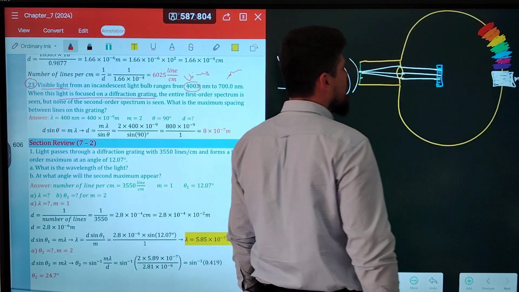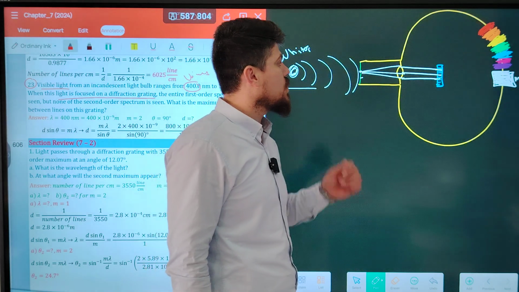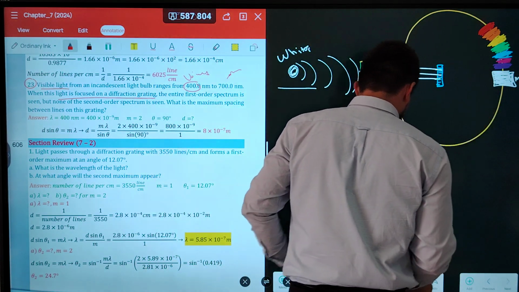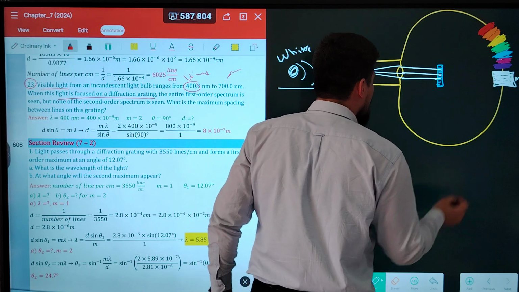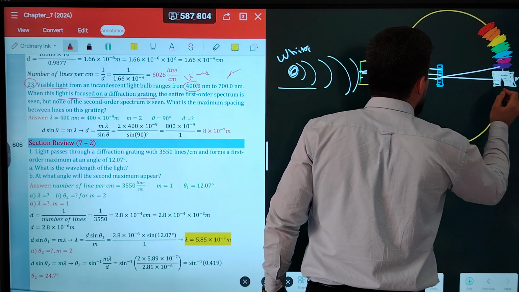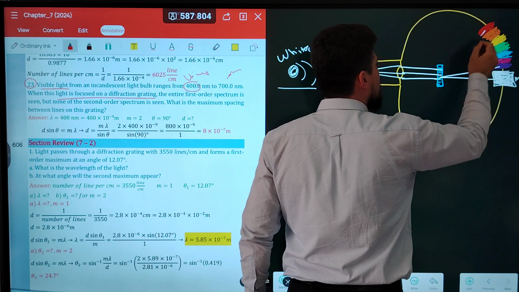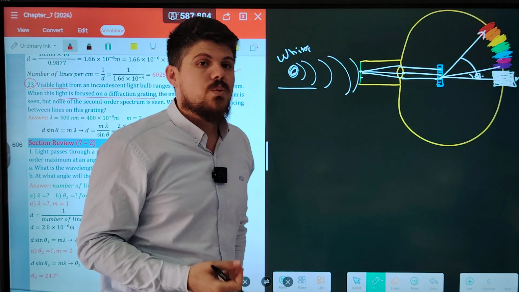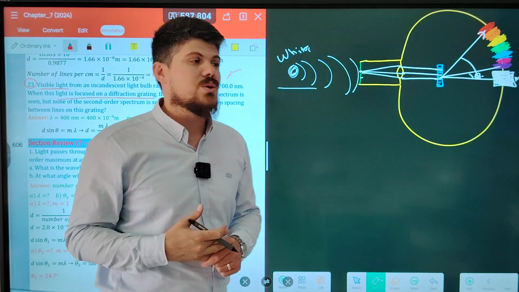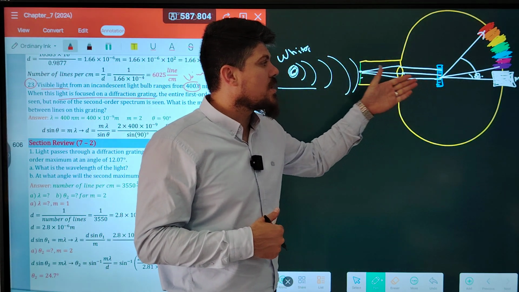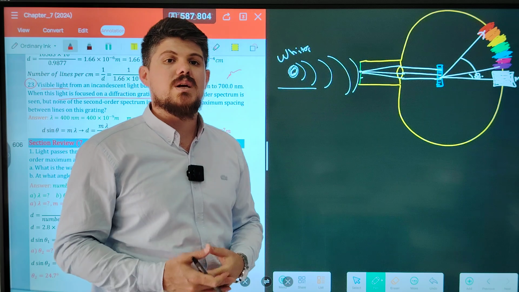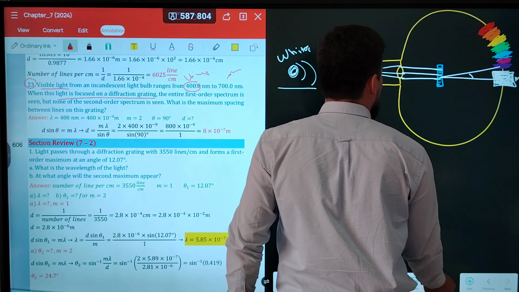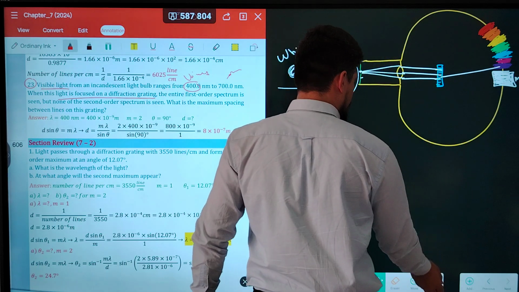So which one has the shortest angle of diffraction? The violet. The violet has the shortest angle, because its wavelength is less. This is the theta of the violet. The theta of red is the maximum angle of diffraction. Why? Because it has more wavelength. So one of the advantages of the diffraction grating spectrometer is to measure the wavelength of the colors. Okay, guys, look. This is the first order.